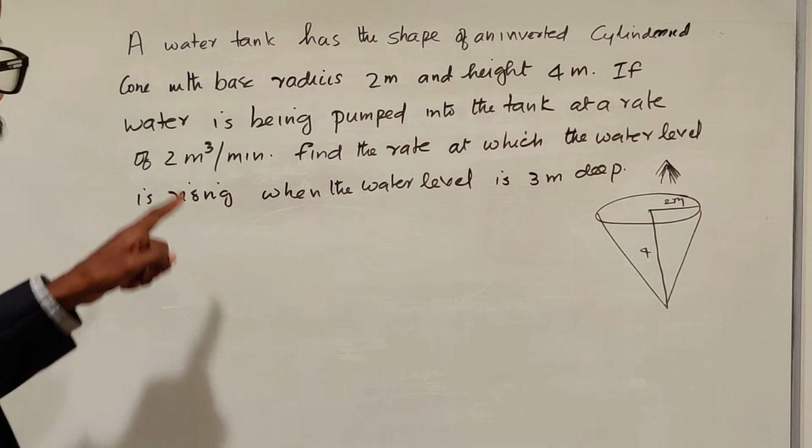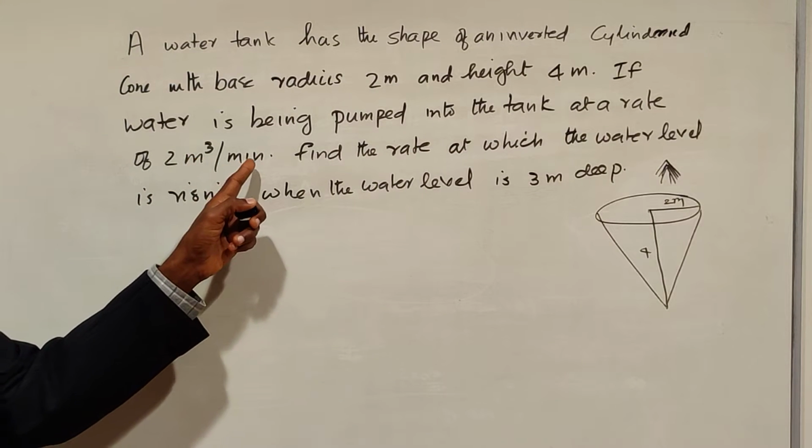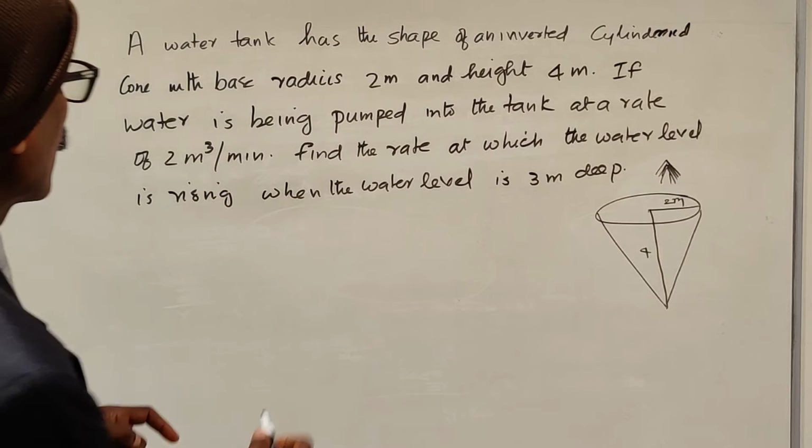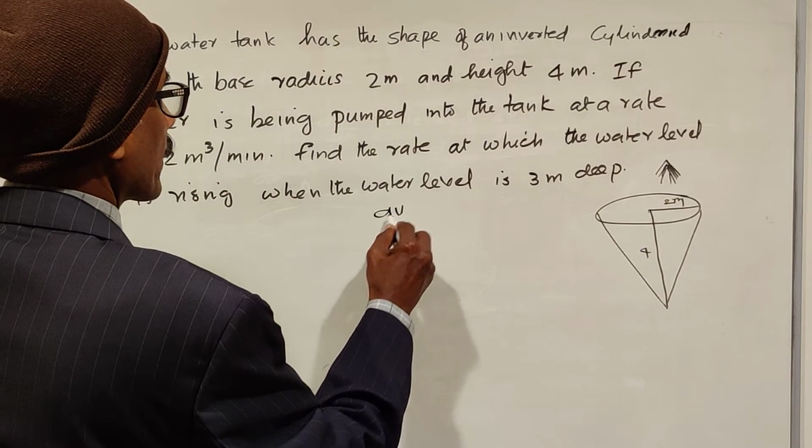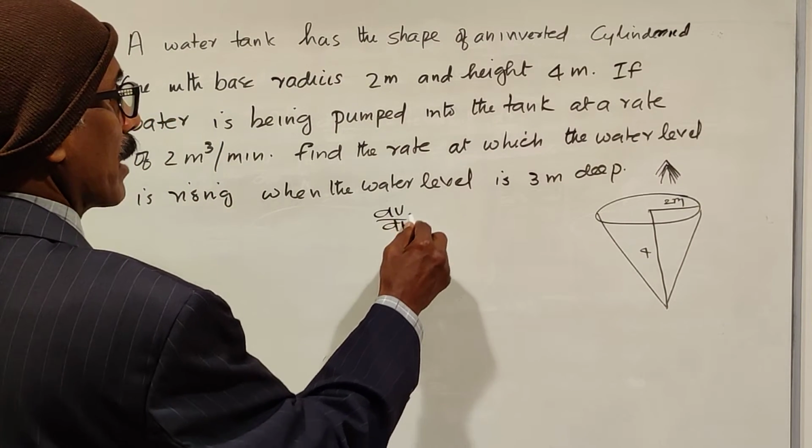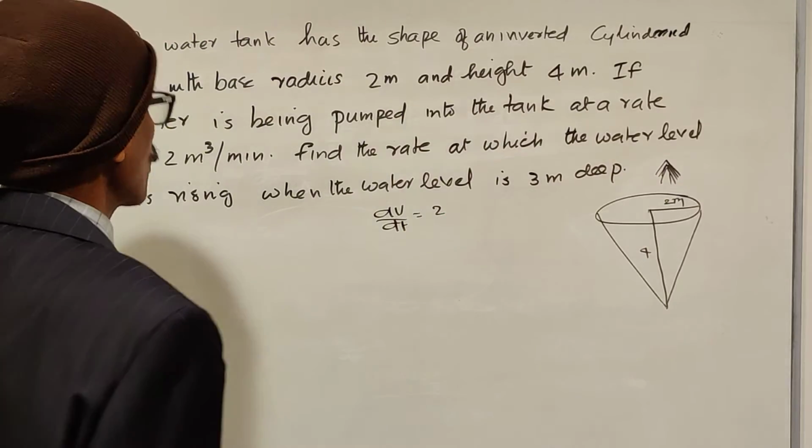What is 2 meter cube? Meter cube is the unit of volume. Minute is the unit of time. So dV by dt, volume divided by time, is 2 meter cube per minute.